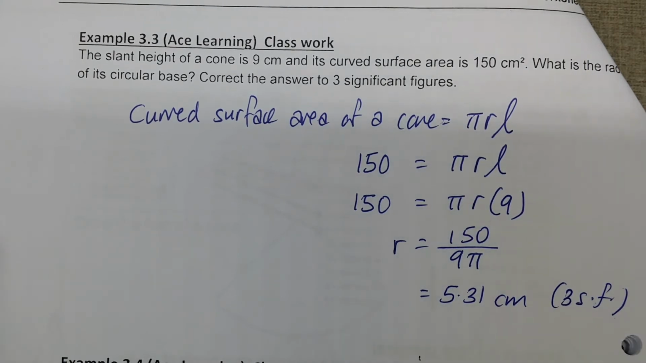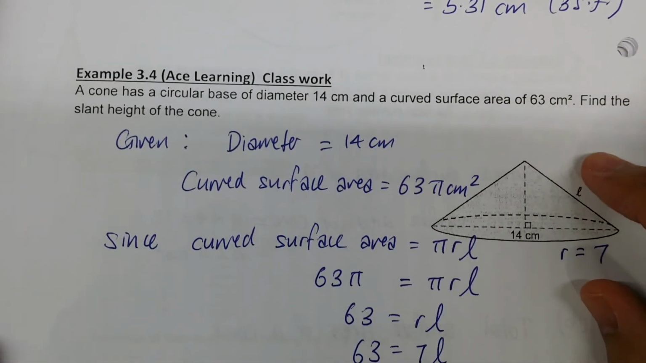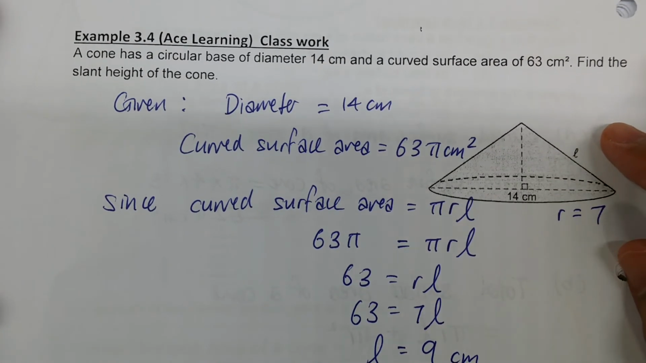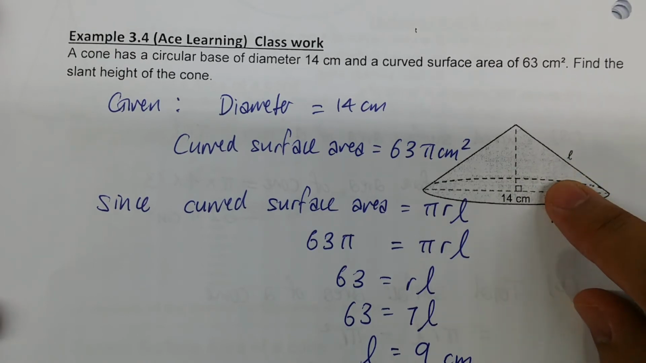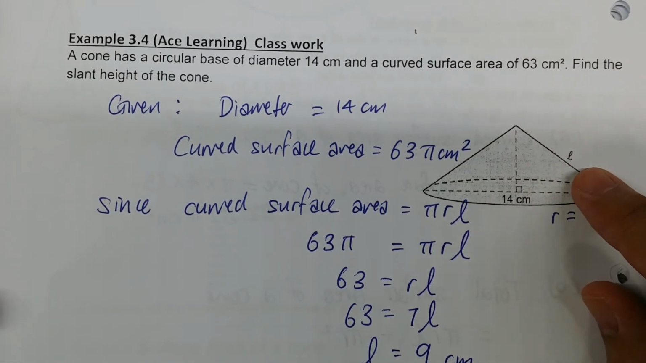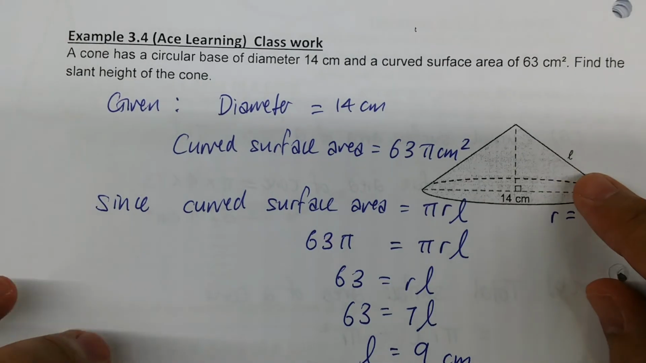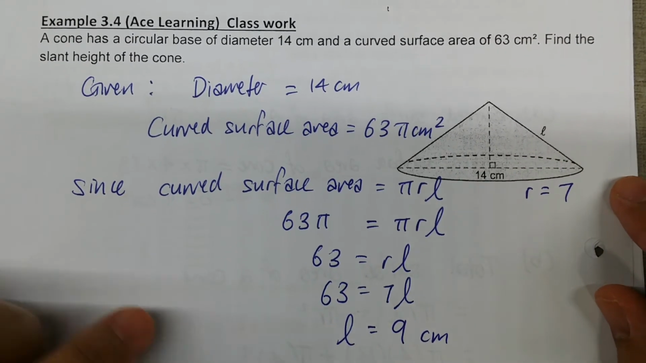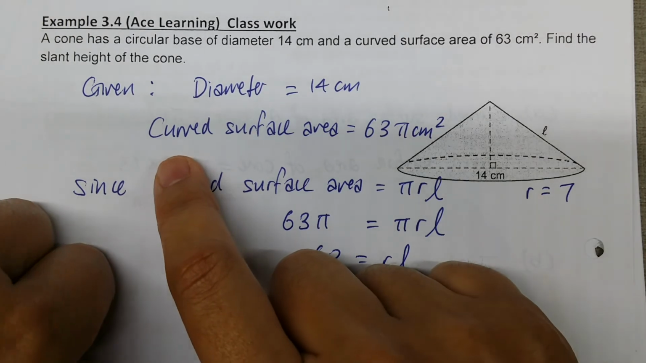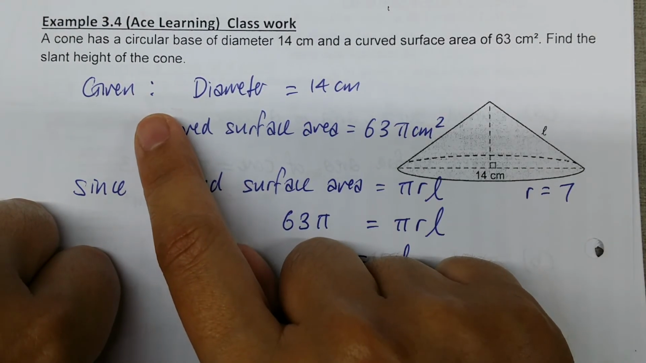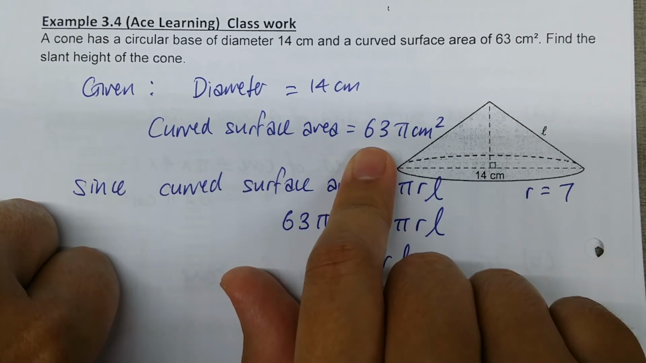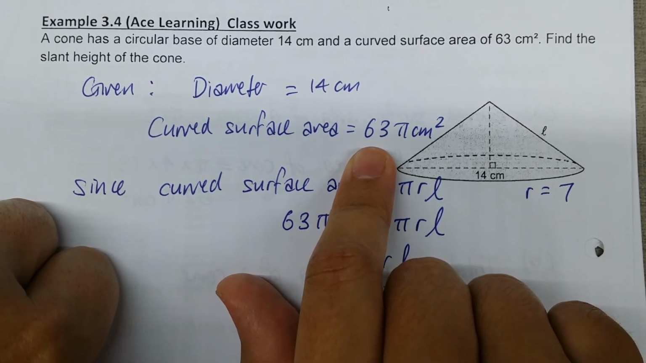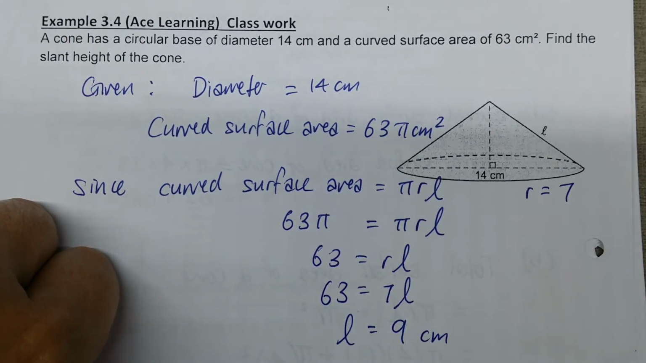Okay, last question. Example 3.4. Again, difficult because they didn't have a diagram, but you have to visualize. Oh, sorry, this question they have diagram, but they didn't have the L, the slant height. Okay, how to do? If it's slightly more difficult, you write down whatever you have. Question give me diameter, I write down. Question give me curved surface area, I write down 63 pi cm square.